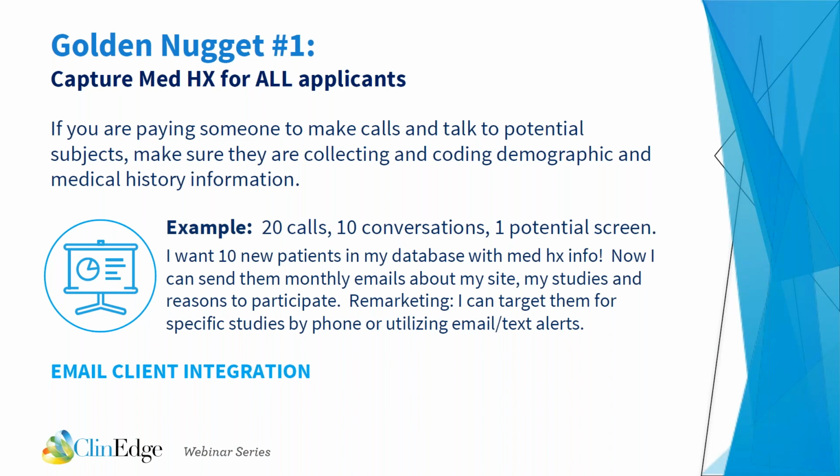If they talk to 10 people and spend 15 or 20 minutes on the phone with them, and capture their medical history as part of the screening process and get that medical history put into your database, now we can get their email address and their mobile phone number and ask them if it's okay to send them text alerts about new studies. But you can also send out a monthly email.